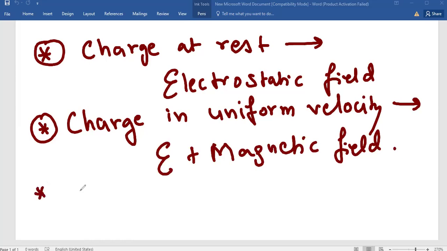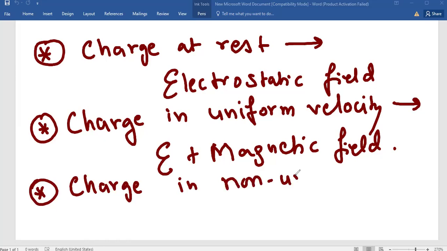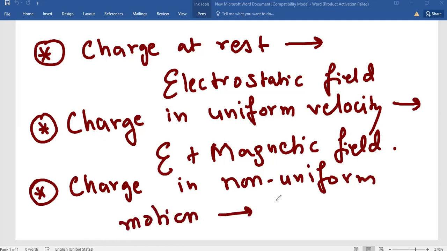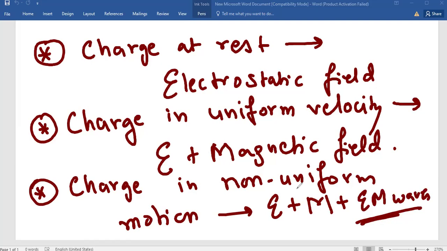And if the charge is moving with non-uniform velocity, so charge in non-uniform motion, it will create an electric field, a magnetic field, and also it will radiate electromagnetic waves. That means, typically speaking, it should lose energy in the form of electromagnetic waves. This is the property of charge.